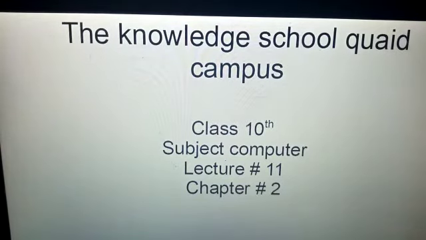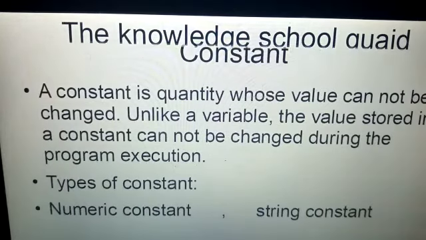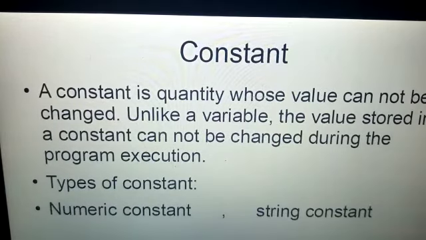In the previous lecture, we learned about variables and their types. Today, we are going to discuss constants, which are also part of variables. A constant is a quantity whose value cannot be changed. Unlike a variable, the value stored in a constant cannot be changed during program execution.